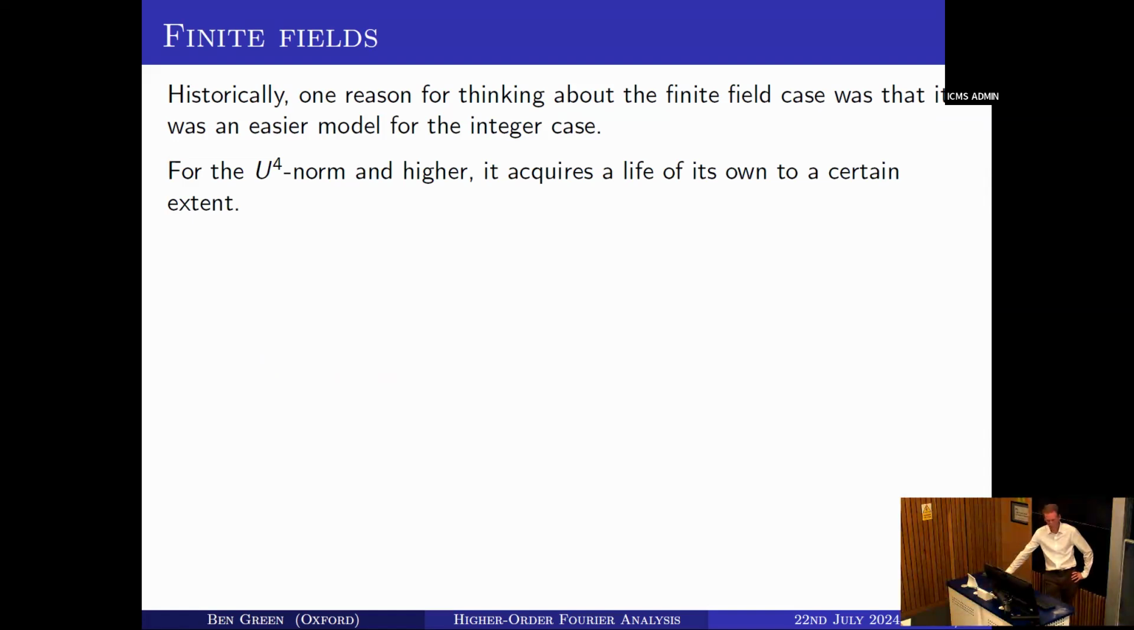I'm going to say first, why were we thinking about the finite field case? For the U3 norm, the main motivation for thinking about it was that everything is easier in the finite field setting. What goes into this are things related to Freiman's theorem. In the finite field setting, Freiman's theorem involves only subspaces, not generalized progressions. Everything's much cleaner. And so we thought of it very much as a model for the integer case. But it turns out for the U4 norm and higher, it actually misled us, really. It turns out to be harder to deal with these finite fields. And it has acquired kind of a life of its own.